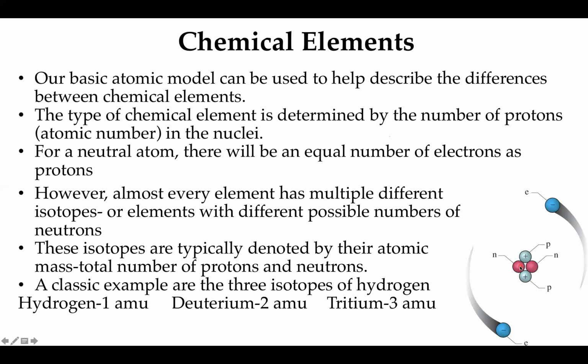So if I have a hydrogen atom, it just has a single proton. However, if I have deuterium, this is an isotope of hydrogen where we have one proton and one neutron for an overall atomic mass of 2 AMU. Where AMU is atomic mass units, it's another way of just saying how many nuclei are present.